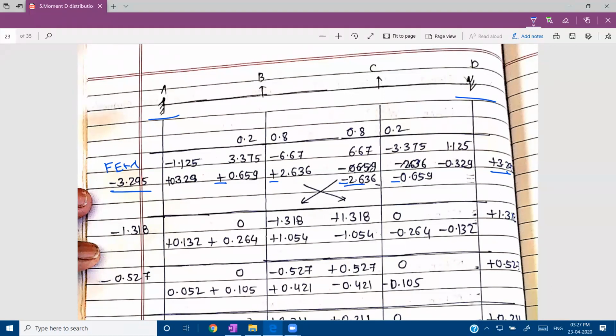Similarly here also these are two values. Now just like in case of a three span continuous beam, we have to only carry over correction, just what we have seen in yesterday's lecture.